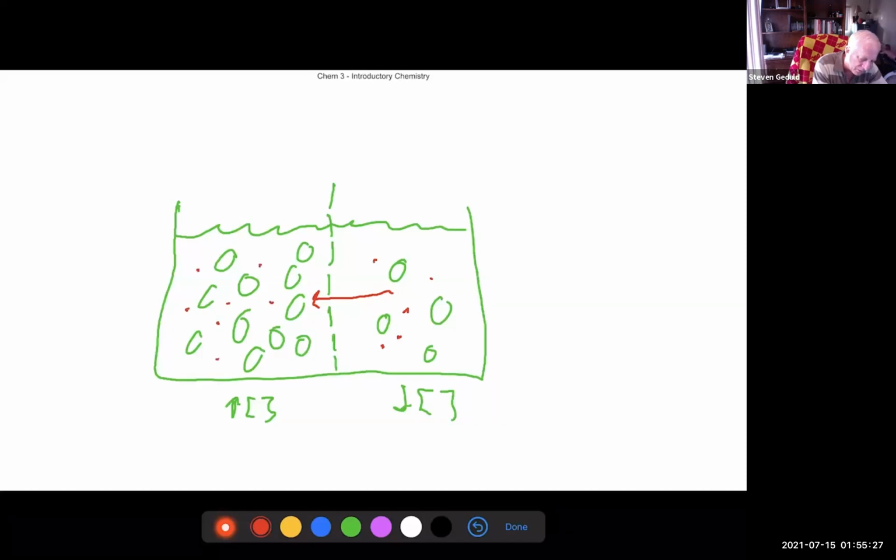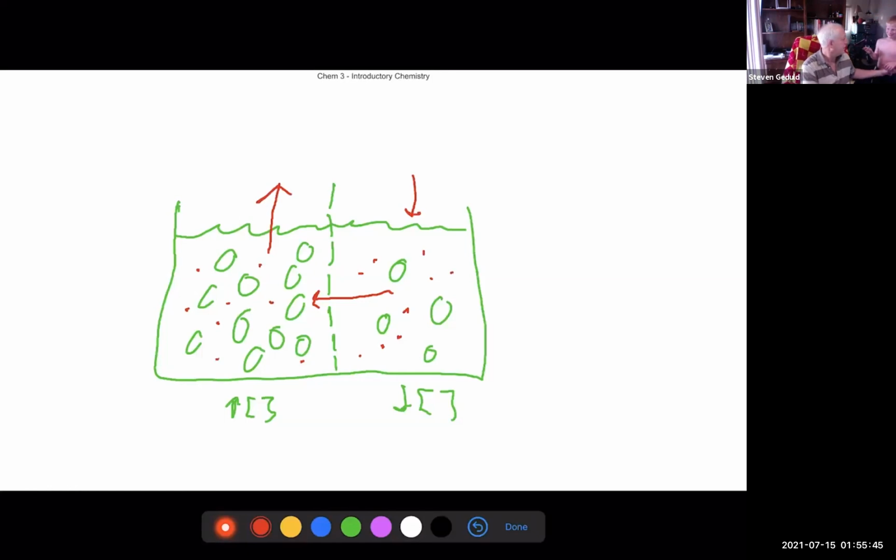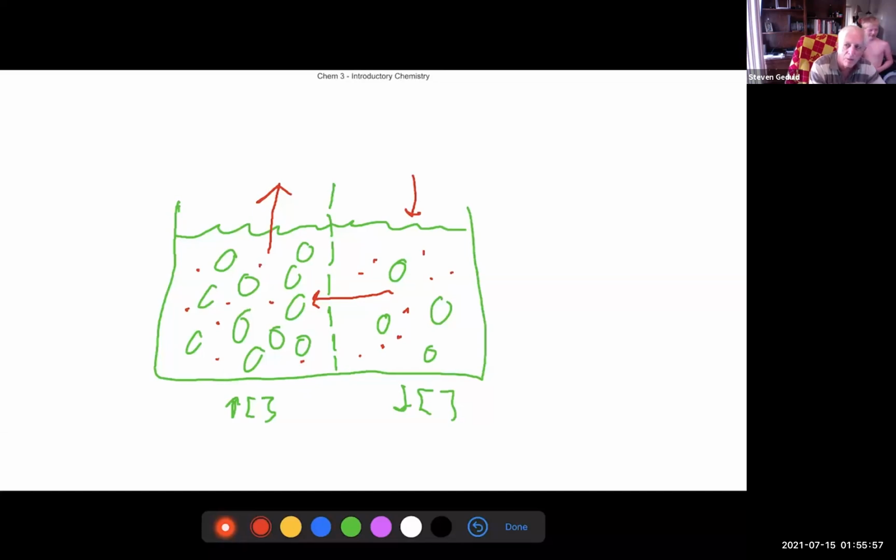The water molecules can pass through that membrane. So this will dilute the left side to make the concentration equal. So this water will rise up on this side of the membrane, and this one will go down until the concentrations are equal. Okay? So solute particles cannot flow through a semipermeable membrane. Only water molecules can flow through there.